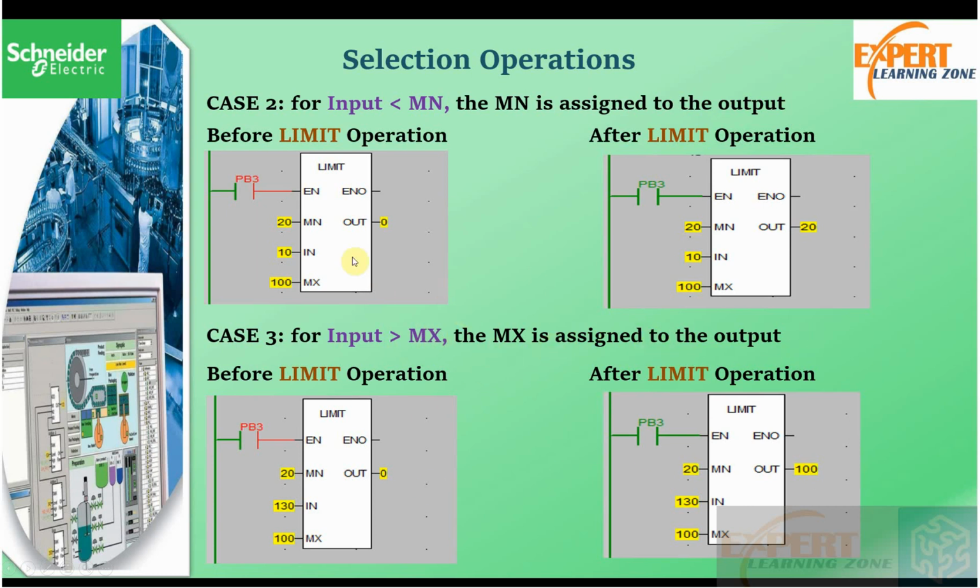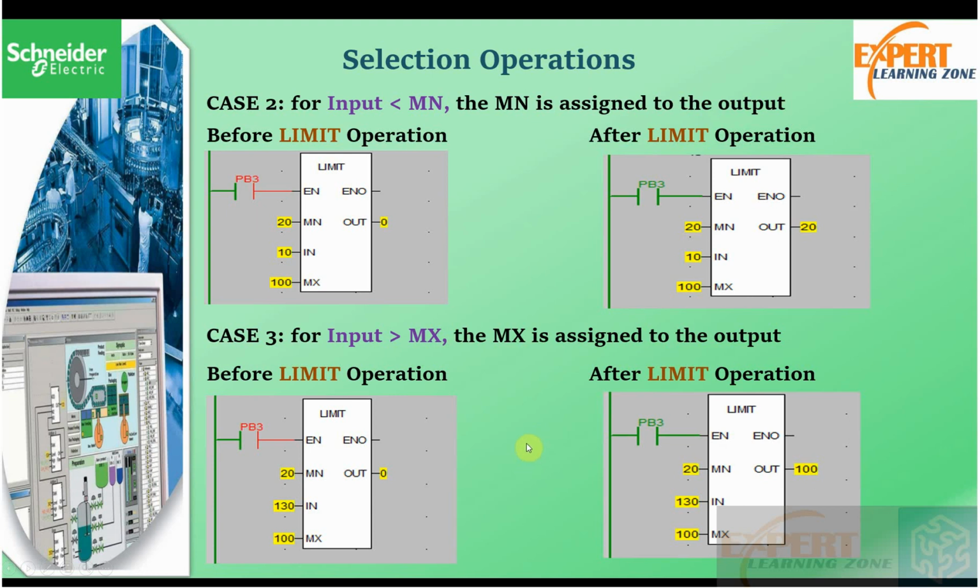All right, so just like the case where the input is less than the minimum, this is the situation where the input is greater than the max. In that case, we can see here that our input parameter is 130 and we have a bound of 20 and 100. Because it is greater than our maximum value, the maximum value has been moved or copied to the output.